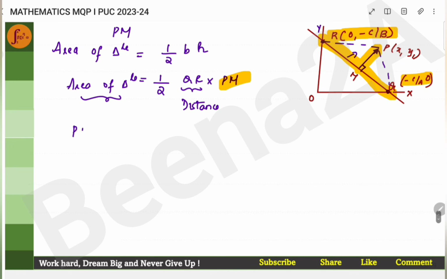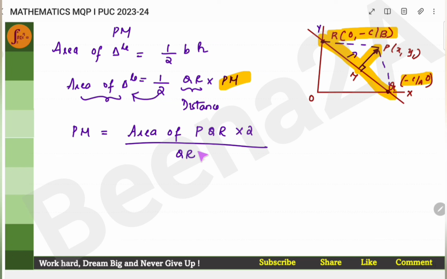Which means PM is equal to the area of triangle PQR into 2. When you shift this 2, it will become 2 times the area of the triangle. Shift this QR below, so it will be divided by QR. So PM equals 2 times the area of triangle PQR by QR.